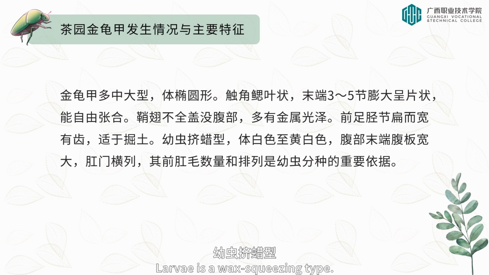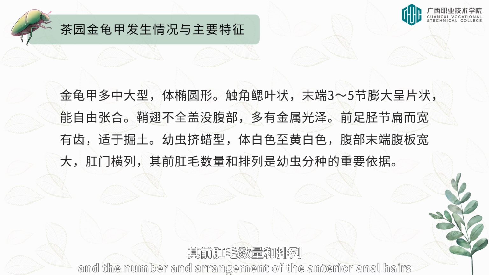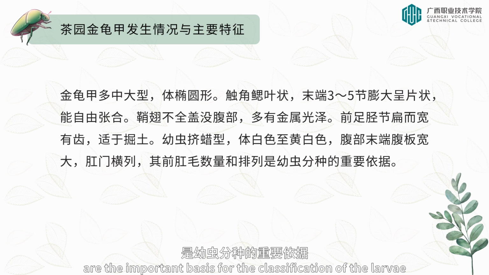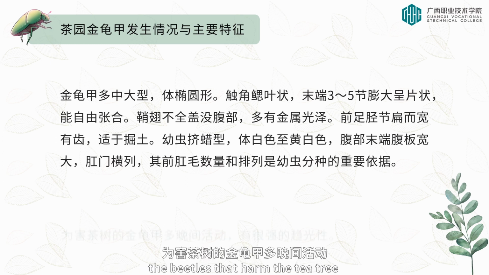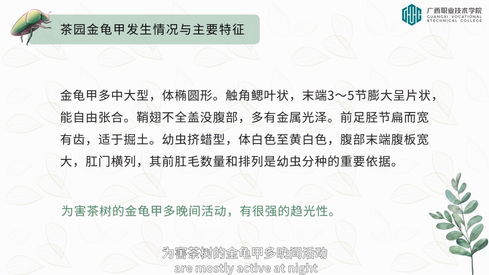The larva is a grub type. The body is white to yellow. The abdominal end is white. The anus is horizontal, and the number and arrangement of the anterior anal hairs are the important basis for the classification of the larvae. The beetles that harm the tea tree are mostly active at night and have strong phototaxis.